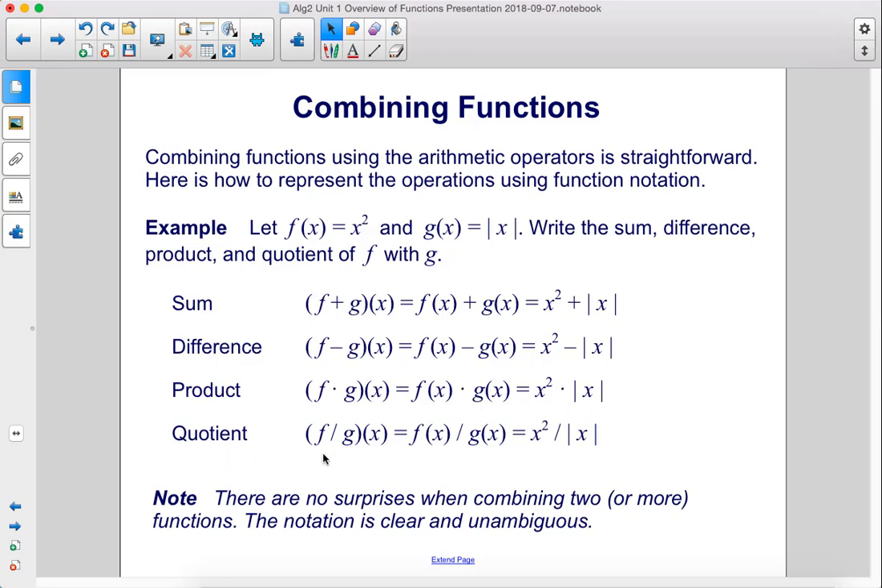The product would be f times g of x, and that is x squared times the absolute value of x. And the quotient is f divided by g of x, which is x squared divided by the absolute value of x. Note, there are no surprises when combining two or more functions. The notation is clear and unambiguous.